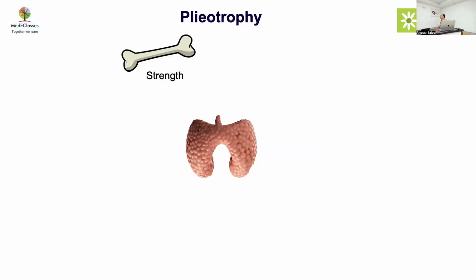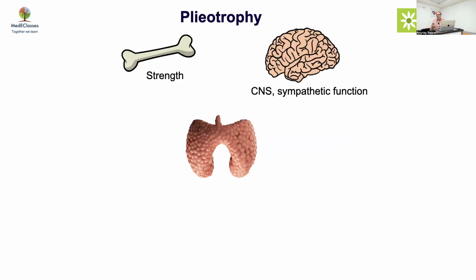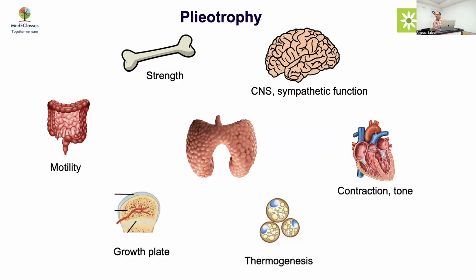The other thing, of course, is pleiotropy. You can say it is more like allelic heterogeneity. The same gene is regulating a number of processes. Thyroid regulates bone strength, brain function, heart, thermogenesis. So a single disorder will have huge manifestations.